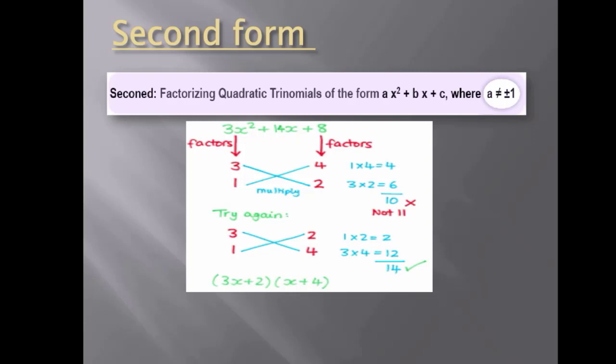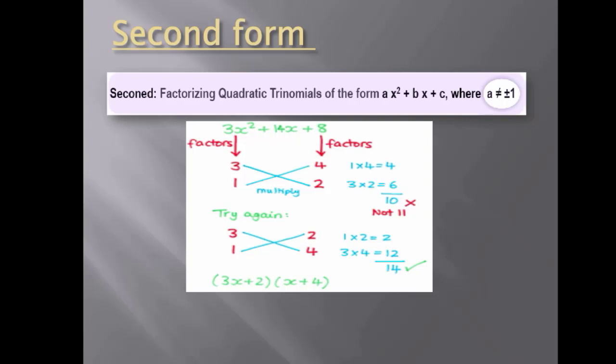4 times 1 equals 4, and 2 times 3 equals 6. By adding 4 and 6 equals 10. It's wrong because the result must be like the middle term. The result must be 14x, not 10. So we try to commutate between 4 and 2, put 2 above and 4 down, and try again.